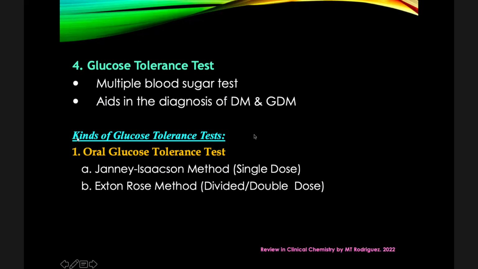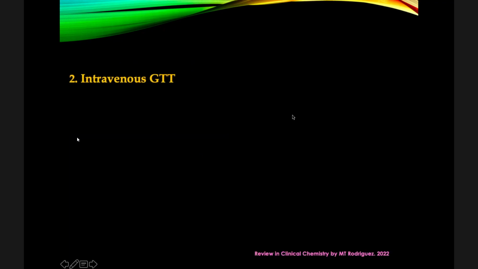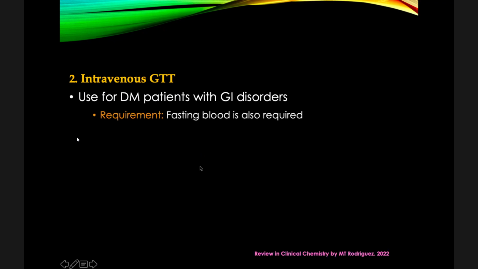The single dose method or the Johnny Isaacson method is the most commonly used. The glucose load, take note, full given once ingestion. Next, so what is intravenous GTT? Oh, this is used for diabetes mellitus patients with GI disorders, with gastrointestinal disorders, those who underwent GI surgery, those with malabsorption syndrome, ay talagang ibibigay talaga sa kanila intravenous GTT. Requirement, ay kailangan fasting blood, 8 to 12-hour fasting pa rin si patient.